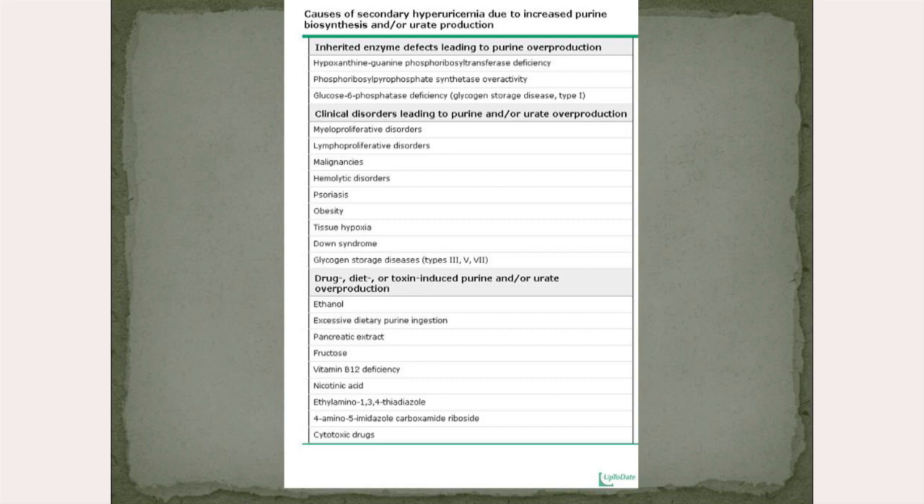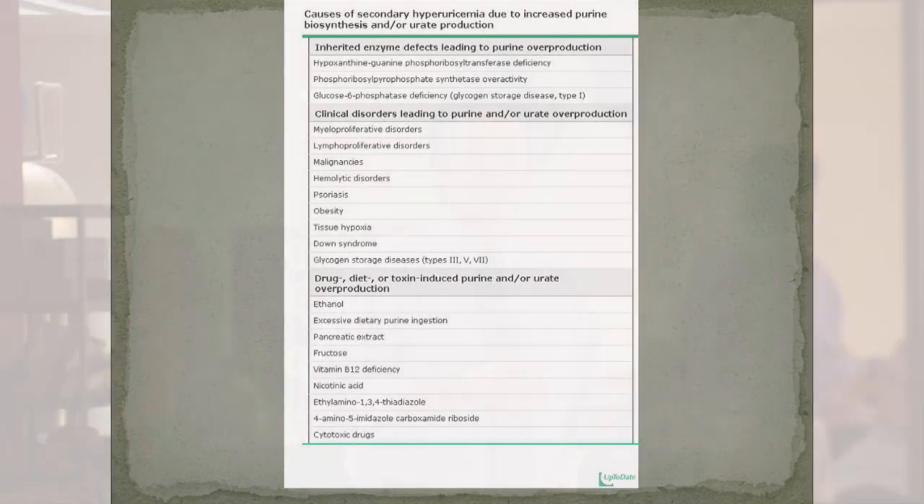Yes? When you say hemolytic, could that be like ITP? Yes. How about sarcoidosis? Sarcoidosis, again, is a condition where you have what are called granulomas in your body, which are areas of inflammation and cell breakdown. So in those granulomas, cells are being turned over, leading to breakdown in purine synthesis. So that also can lead to elevated uric acid levels.